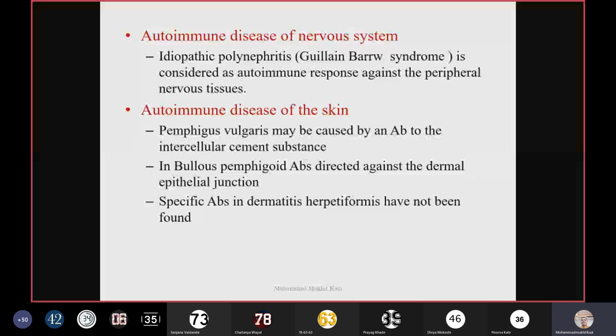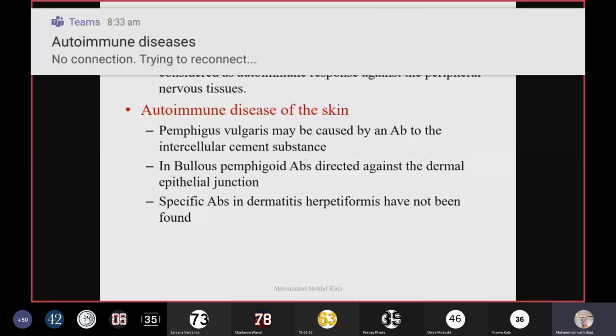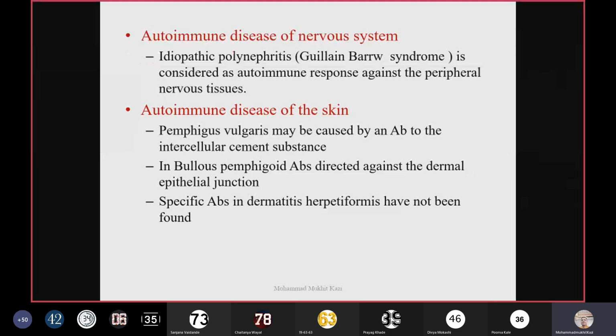Autoimmune diseases are also seen in the skin. Pemphigus vulgaris may be caused by an antibody to the intercellular cement substance, and the example is Pemphigus vulgaris. And then in bullous pemphigoid, antibodies are directed against the dermal epithelial junction. Specific antibodies in dermatitis herpetiformis have not been found.